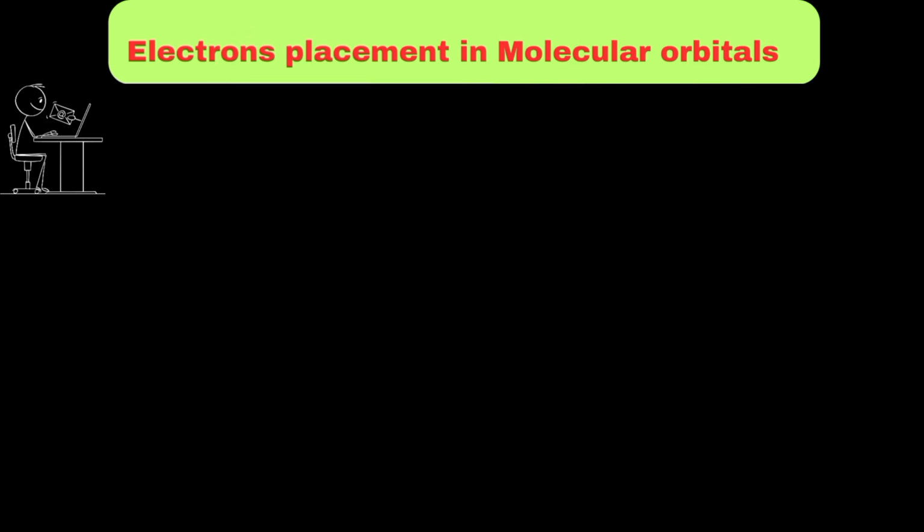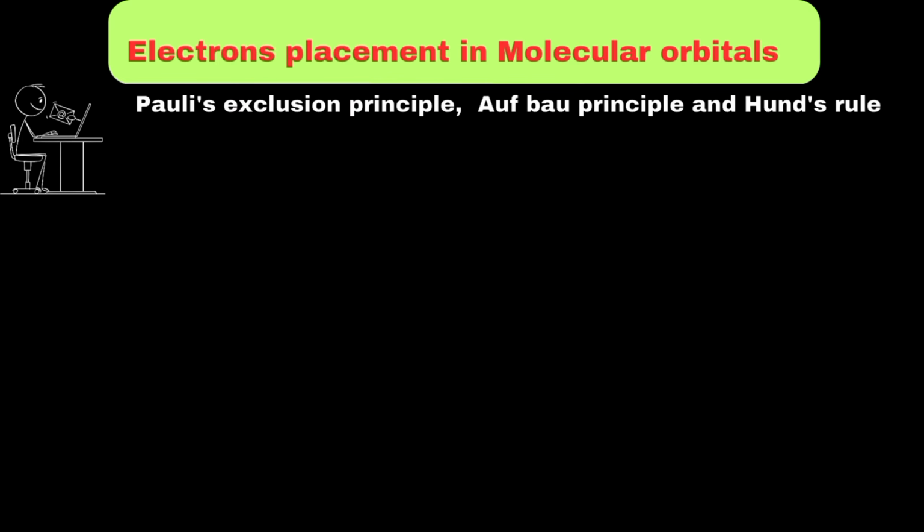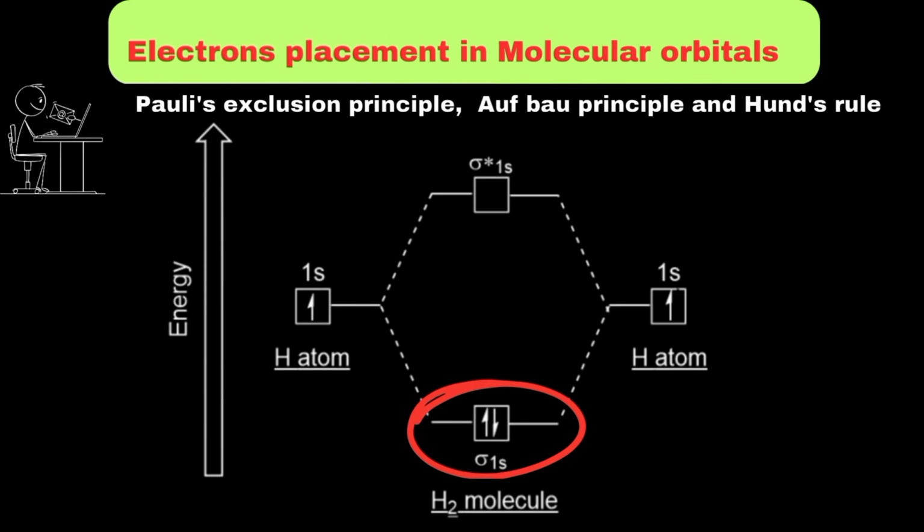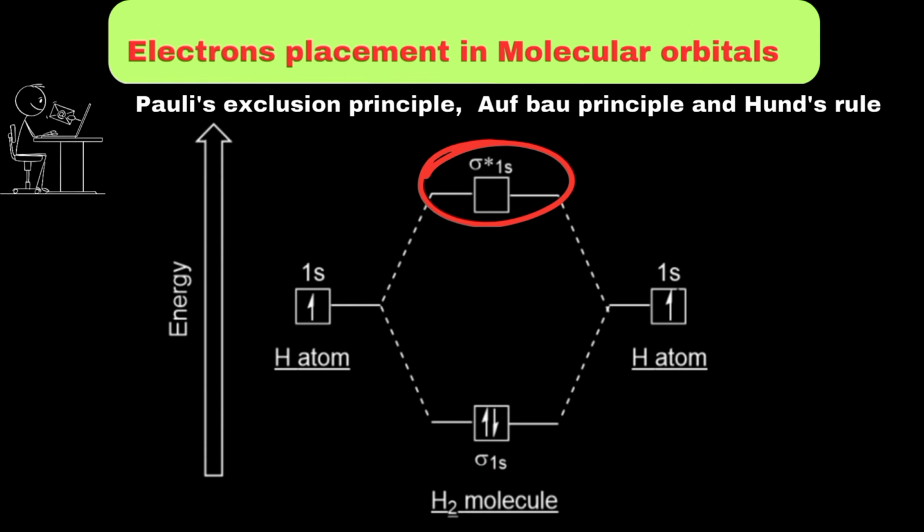Keep in mind we need to follow the rules of electronic configuration, such as Pauli's exclusion principle, Aufbau principle, and Hund's rule. For example, in the case of a hydrogen molecule, since there are a total of 2 electrons in the atomic orbitals of hydrogen, we need to place them in molecular orbitals. Both electrons will be placed in the sigma 1s orbital, which is actually a bonding molecular orbital, and no electron will be available for anti-bonding molecular orbitals. This happens due to the Aufbau principle, which states that electrons must be filled according to their increasing energy levels. So first, we need to complete the sigma 1s orbital, and both electrons will be filled in it.